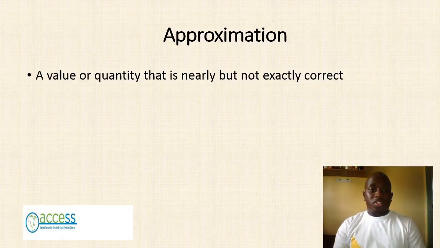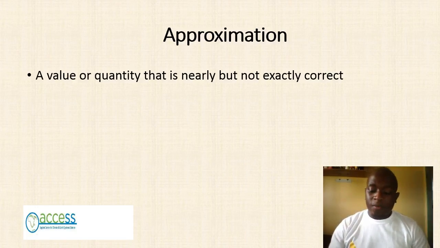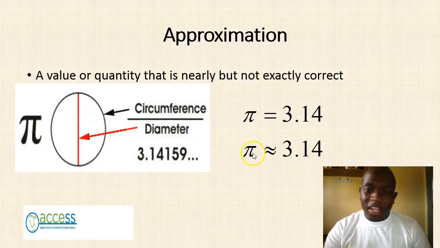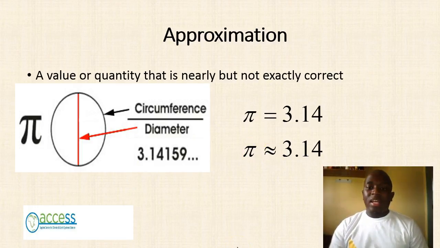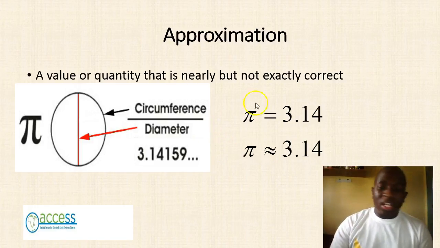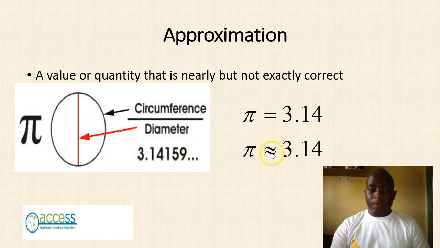Now let's look at approximations. An approximation is a value or a quantity that is nearly but not the exact, not the correct, but the exact value or quantity. Let's look at this picture here. Someone can say circumference over diameter is equal or approximately 3.14. Is it equal or approximately?